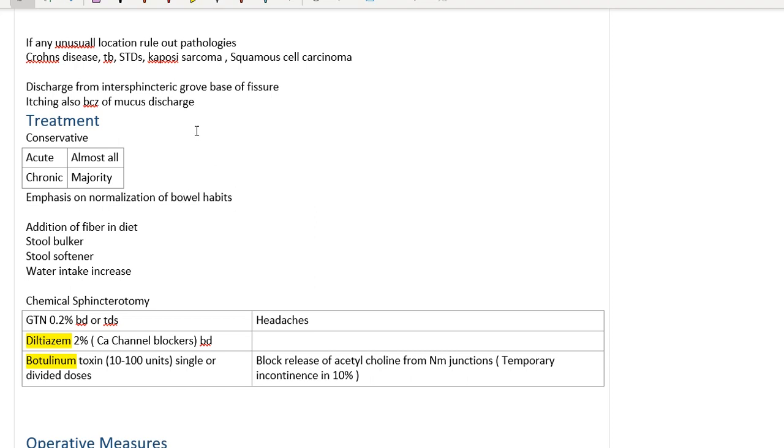A patient can also complain of itching because of mucus discharge. A fissure does have some mucus discharge, and sometimes you will also find a pussy discharge. It is usually present at the intersphincteric groove. So what is the intersphincteric groove? Consider this is the internal sphincter and this is the external sphincter. The space between them is called the intersphincteric groove. So sometimes a fissure which is happening here can lead to a small pocket formation, and this will discharge pus. Okay, so keep this in mind.